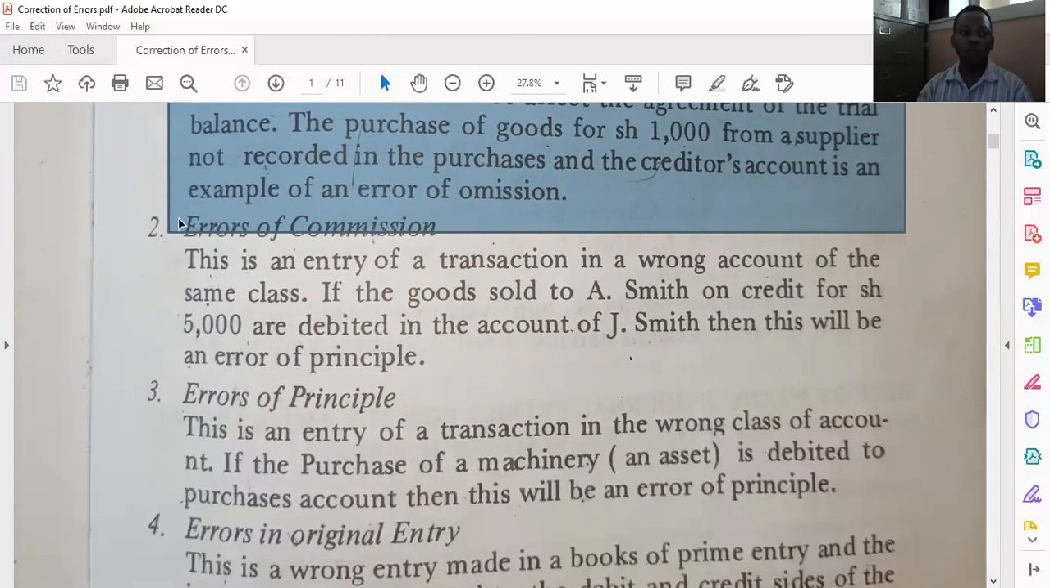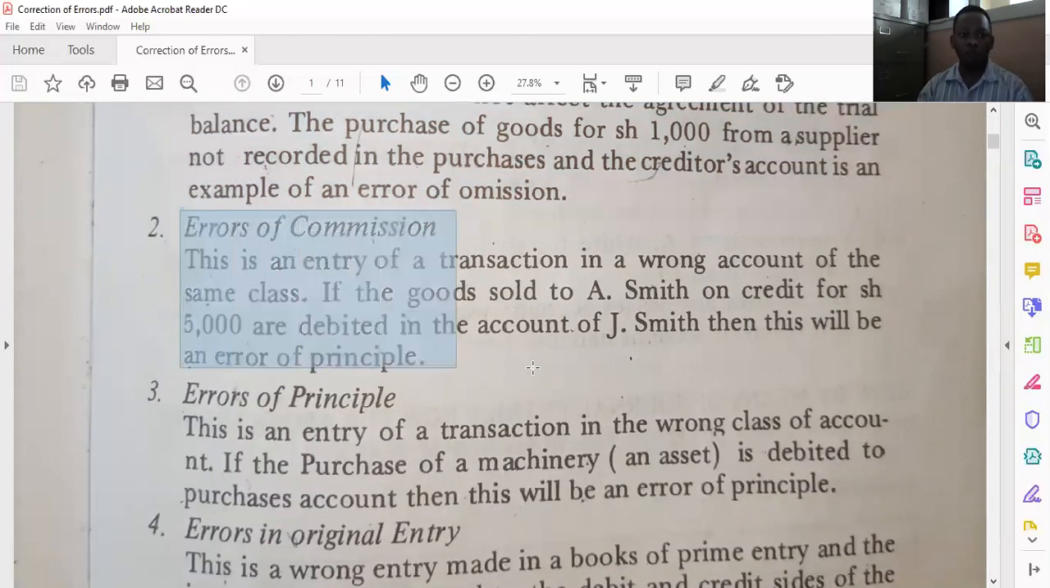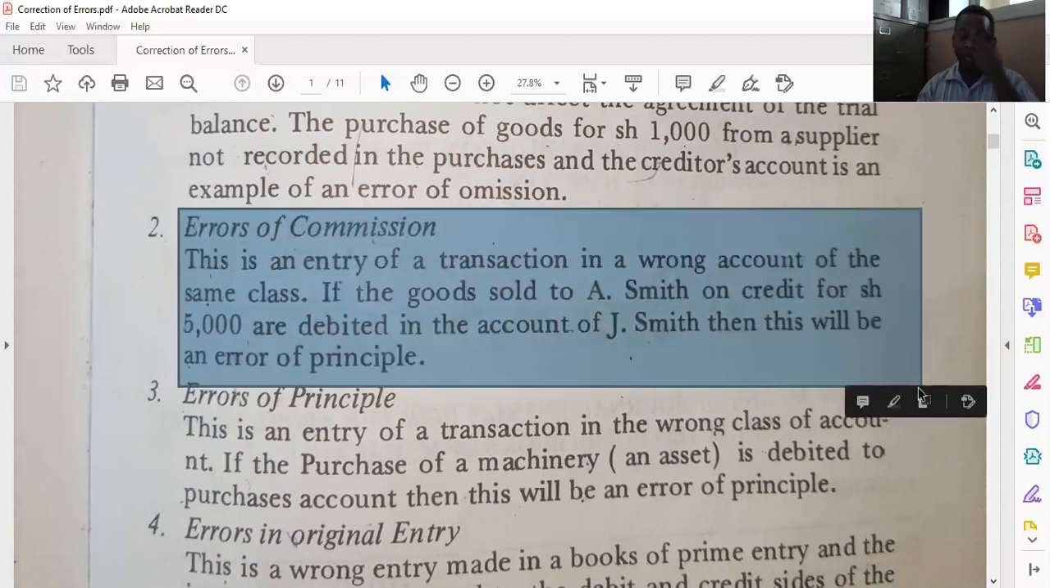And then number two, we have the errors of commission. An error of commission occurs when a transaction is made in the wrong account of the same class. So you remember our classification of accounts, I believe, in our second lesson. So we had the personal accounts and the impersonal accounts, and then under the impersonal accounts, you had the real accounts and the nominal accounts. So it may happen for errors of commission, we post into a wrong account of the same class.